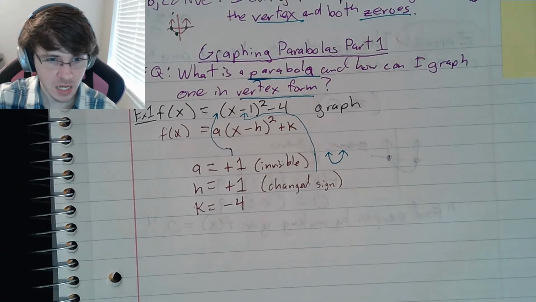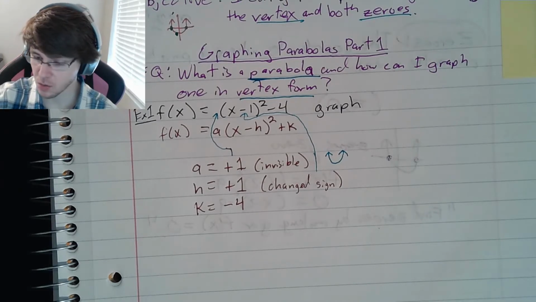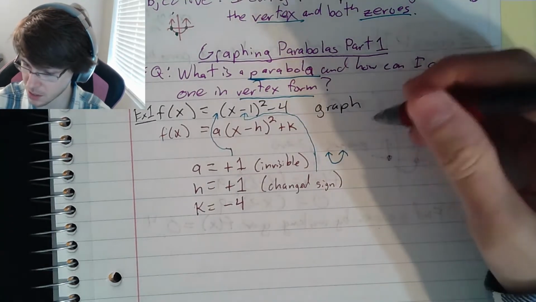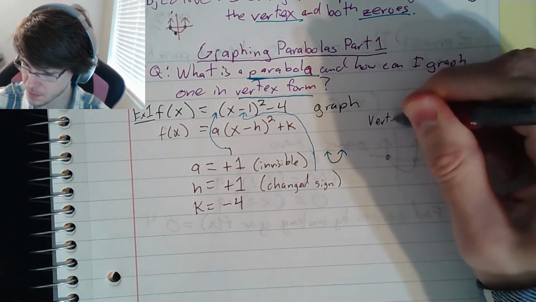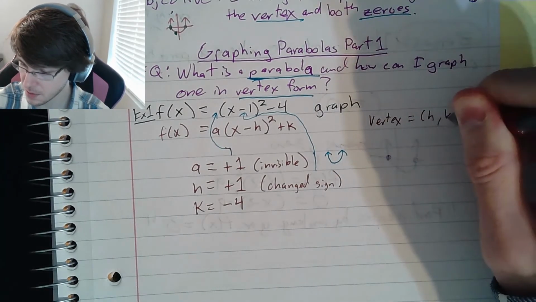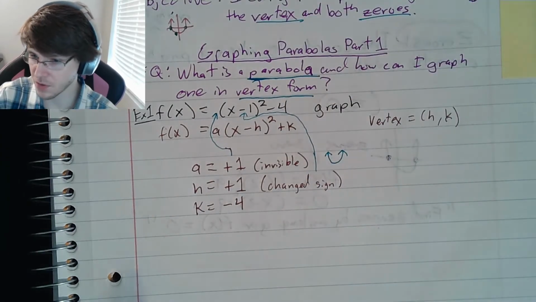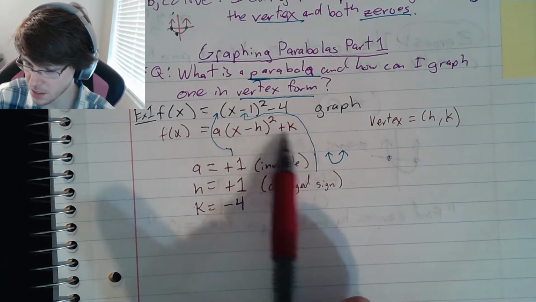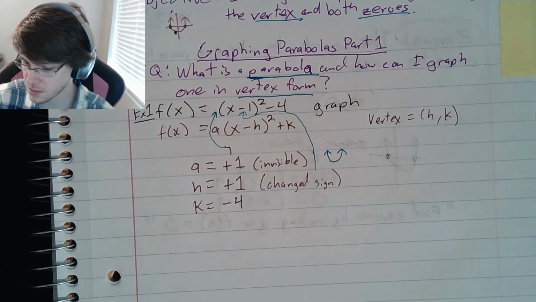So what is going to happen next? Well, this information lets us know what the vertex is. The vertex is always, just as a reminder, h, comma, k. So we found our h as positive 1. We found our k is negative 4. It's this guy, this guy, this guy, this guy. We already did. And there's our vertex.